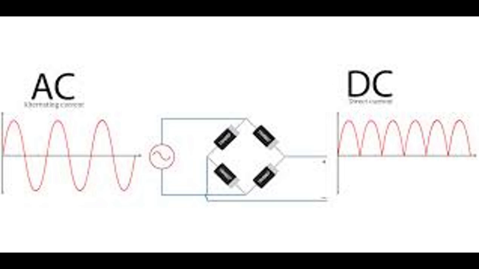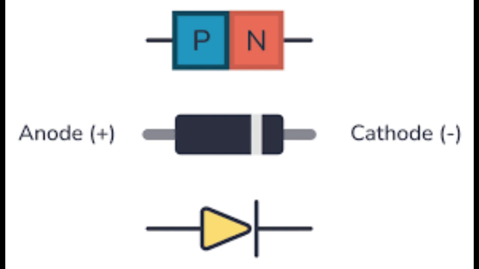To start, the core concept of rectification is the process of converting alternating current, which is AC, into direct current, where the current flows in only one direction. The key component enabling this is the diode, an electronic device that ideally allows current to flow easily in one direction, which is called forward bias, but blocks current flow in the opposite direction, which is called reverse bias.